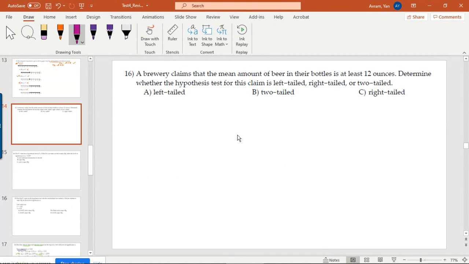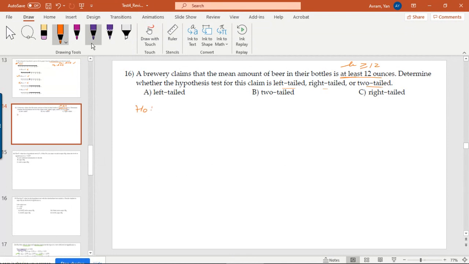Okay, number 16. A brewery claims that the mean amount of beer in a bottle is at least 12 ounces. So what does at least mean? At least means it's greater than or equal to. The mean is greater than or equal to 12. When someone says at least, that means greater than or equal to in math, right? Determine whether the hypothesis for this claim is a left tail, right tail, or two tail.